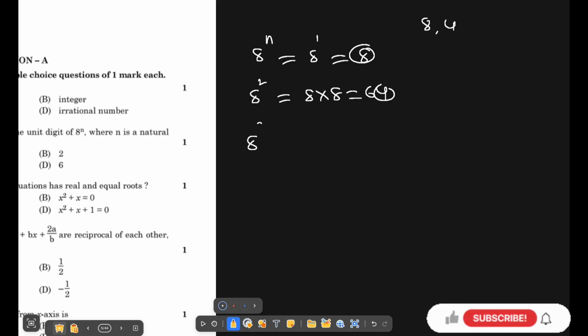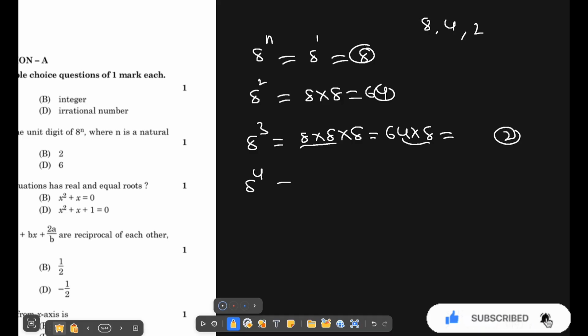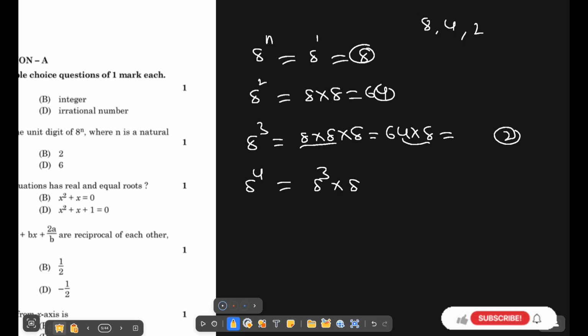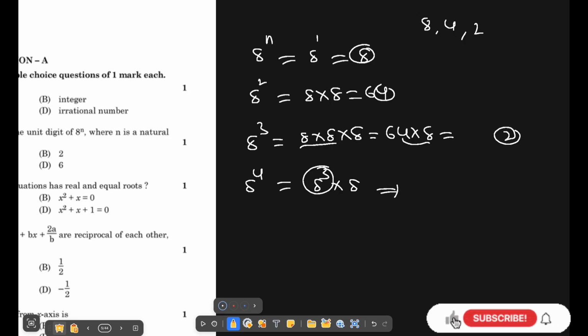Next, if n is 3, 8 cube, 8 into 8 into 8, how much will we get? 64 into 8, 8 4s are 32. So the unit digit is 2. Next, 8 power 4 means 8 power 3 into 8. The unit digit of 8 power 3 is 2, and into 8, 16. So the unit digit is 6.